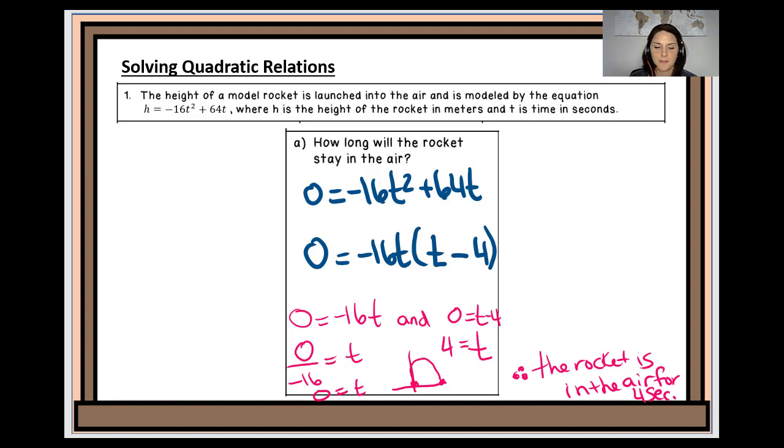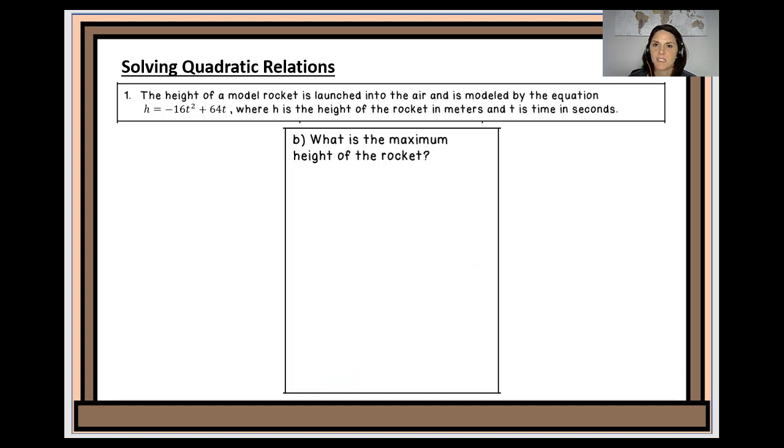Let's take a look at part B. What is the maximum height of the rocket? Whenever you see maximum or minimum, that is our clue that we're looking for the vertex. So we're going to use our two zeros to find the axis of symmetry, which gives us the x value of the vertex. Then we plug in that x value of the vertex to find the y value of the vertex, which is our maximum height. So essentially what we're looking for here is the y value of the vertex.